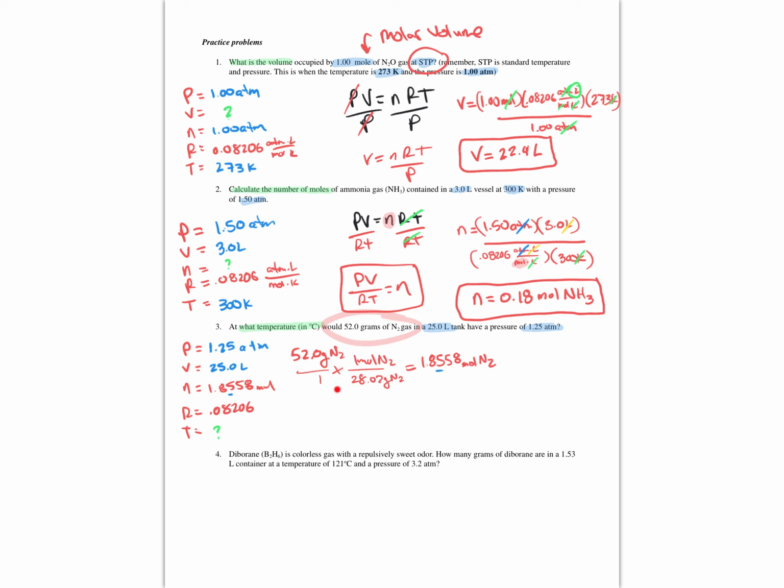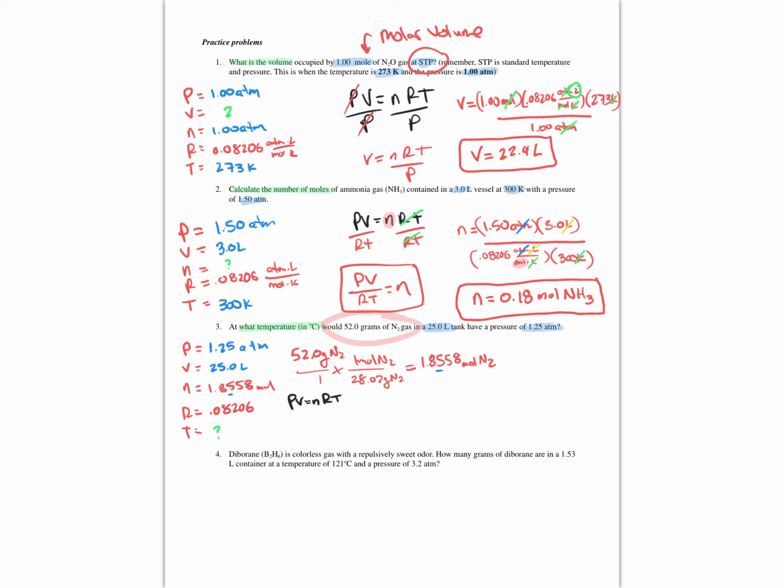So I'm going to use the molar mass of N2, which is 28.02, because it's N2, not just nitrogen, to convert grams into moles. And I'm going to find that it's going to be 1.8558, a whole bunch of other numbers in my calculator, mole of N2. I'm not going to round this yet, but I'm going to note where my significance is, and it's at 3 sig figs.